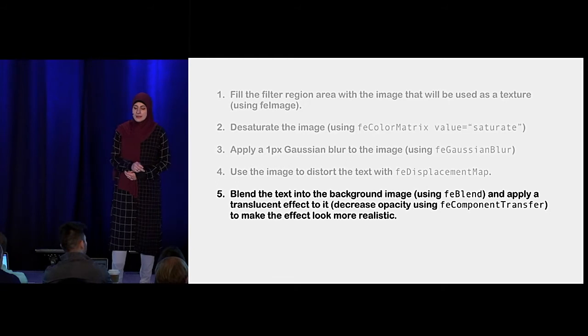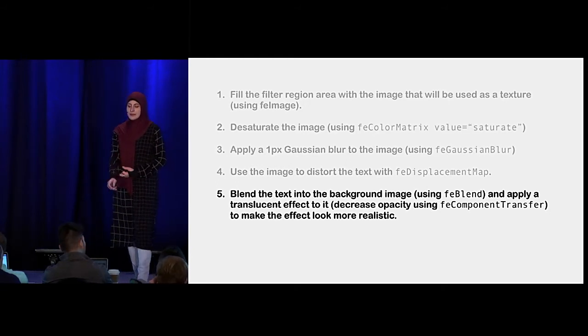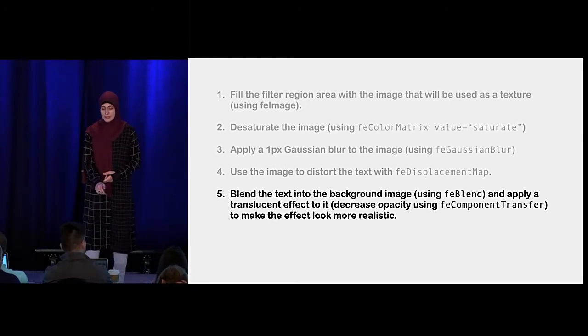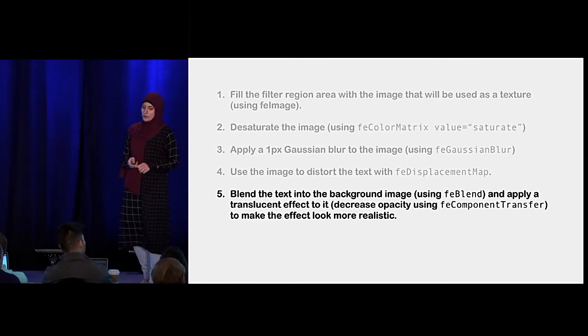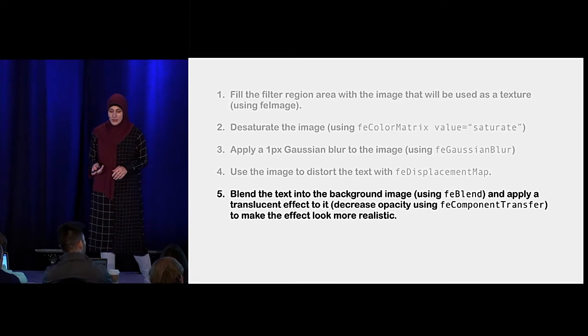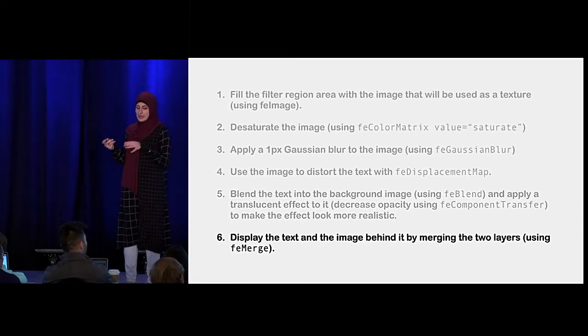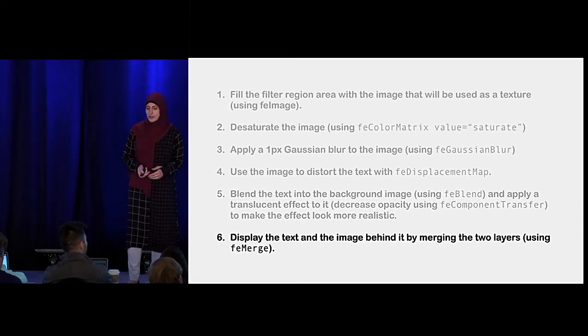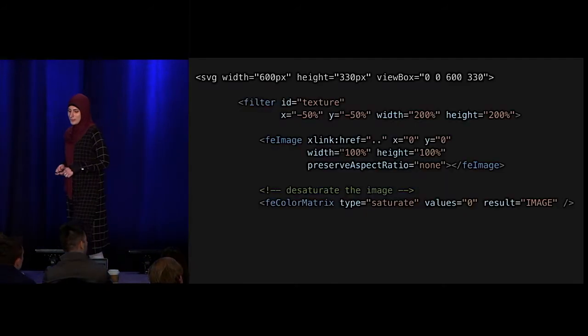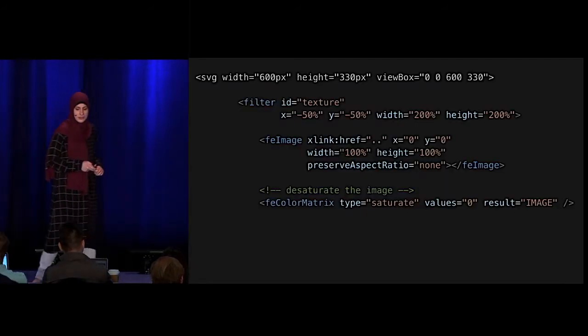You blend the text into the background image using feBlend, and then apply a translucent effect to it. Decrease the opacity using another filter primitive called feComponentTransfer. I love that primitive. And then you display the text and the image behind it by merging the two layers using feMerge. So let's start by doing that.